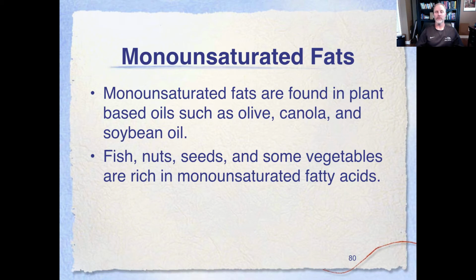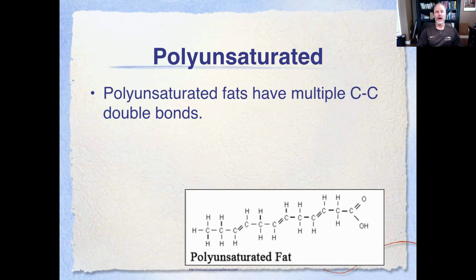Certain things like olive oil, canola oil, soybean oil, fish oil, seeds and nuts, and some vegetables are very rich in these monounsaturated fatty acids, which are good for our heart health and our brain and so forth.